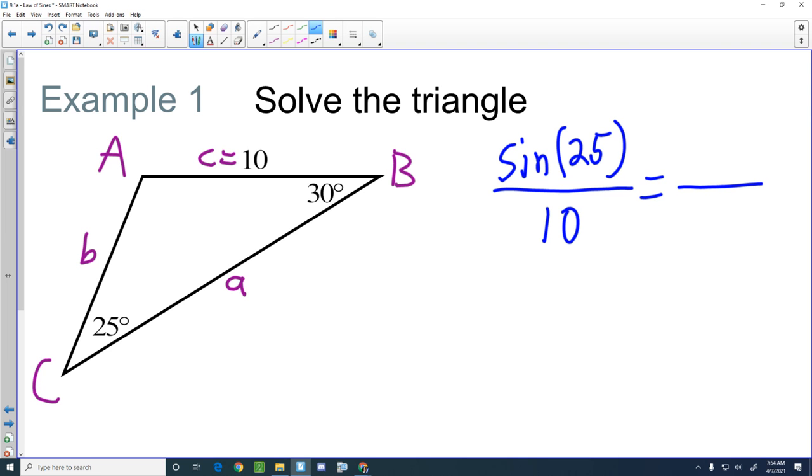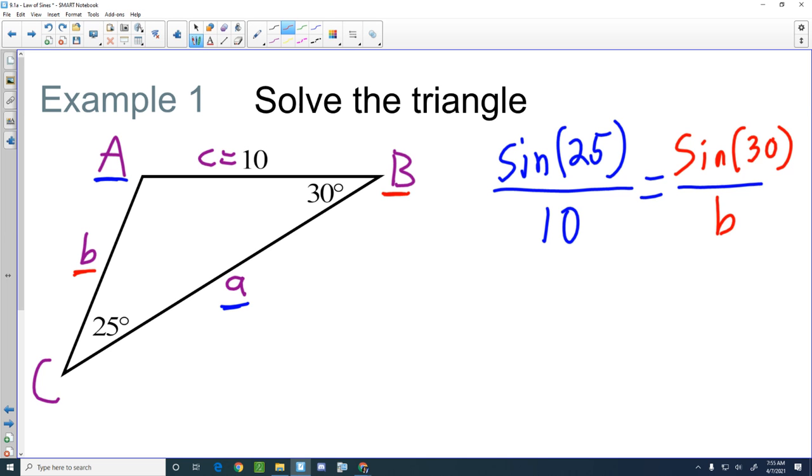If I did it for a, well, I don't know what side length a is. I don't know what angle a is. So if I made a fraction with sine of a over side a, I'd have two unknowns, which I can't solve for. And so instead, I'm going to use angle b and side length b. Remember, you always use those combos in a single fraction with the law of sines. I'm using this because I know what angle b is. So I'm going to say the sine of 30 over, and this has to be over side length b because it's across from angle b. They always go together.